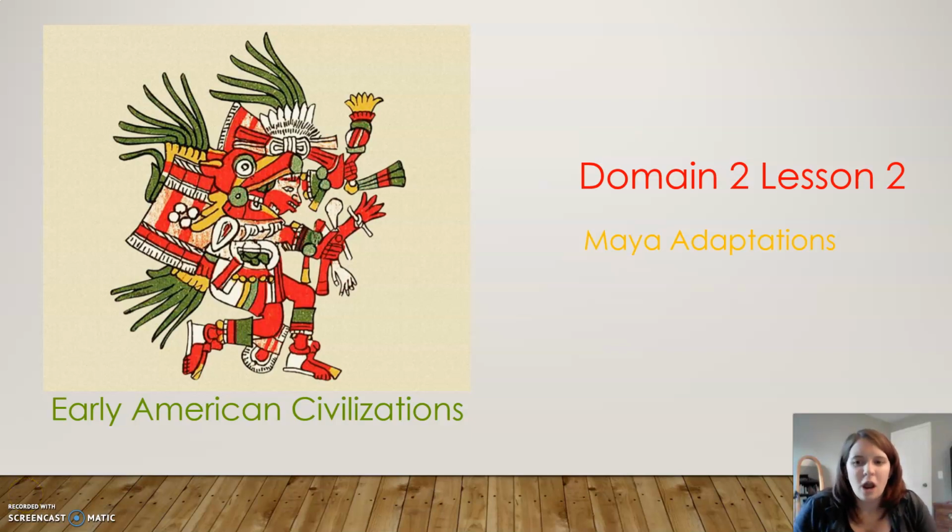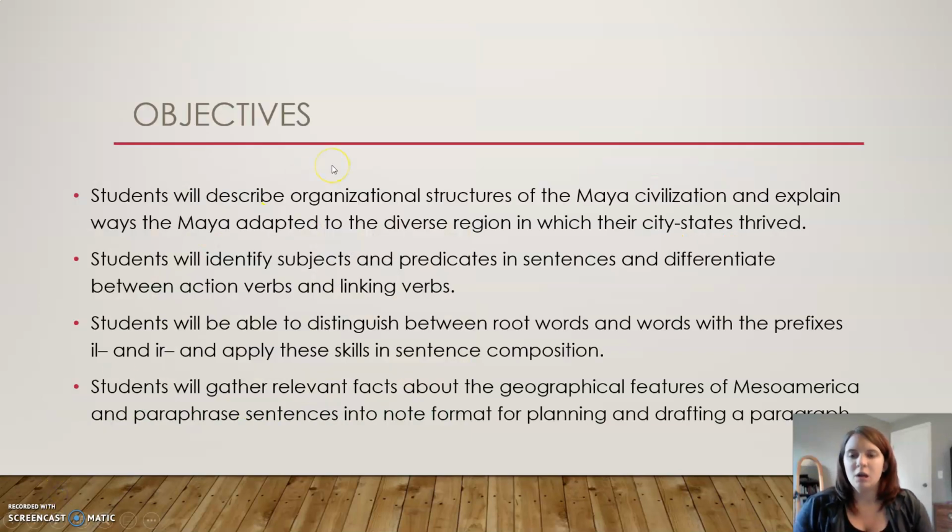Welcome back to our Early American Civilizations, which is our second unit for 5th grade. We are on Domain 2, Lesson 2, Maya Adaptations. Our objectives for today are to describe organizational structures of the Maya civilization and explain the ways the Maya adapted to the diverse region in which their city-states thrived.